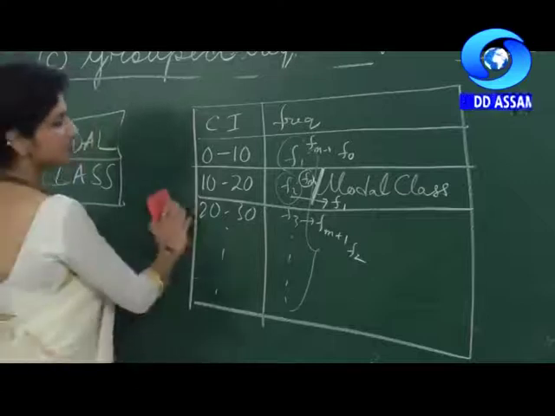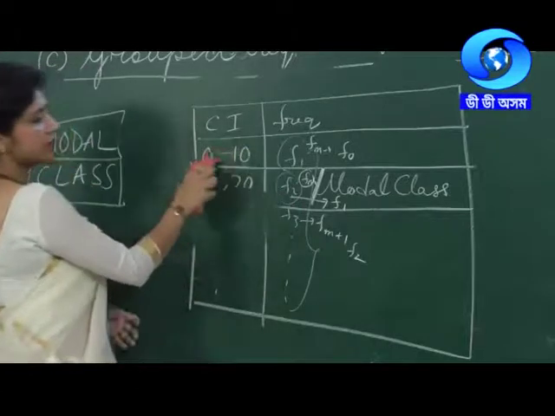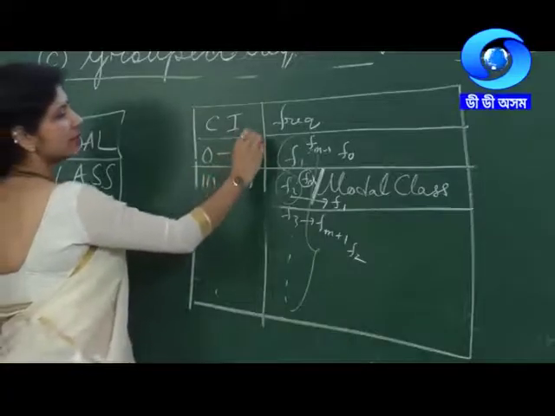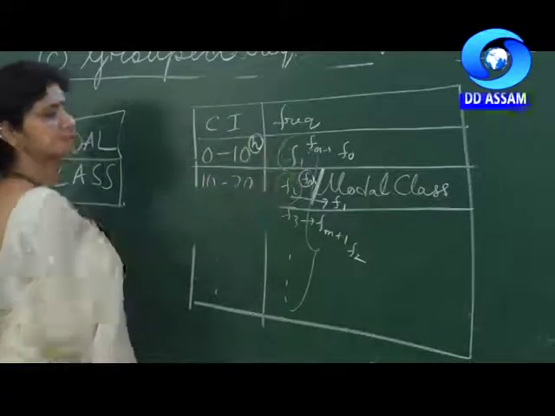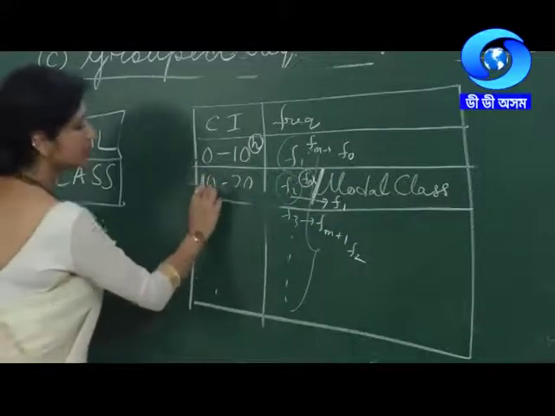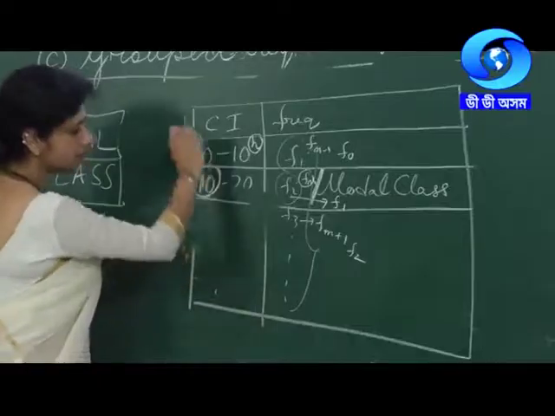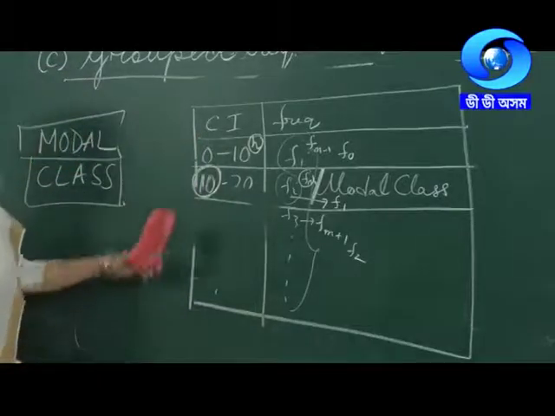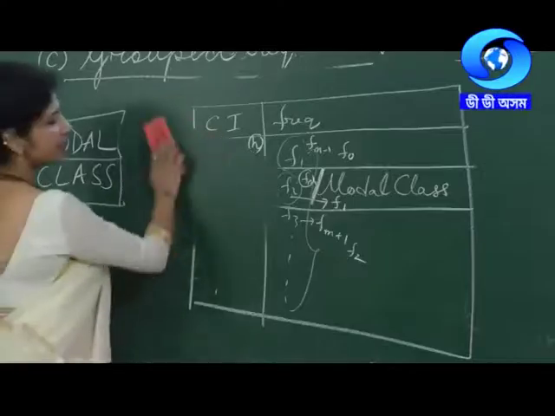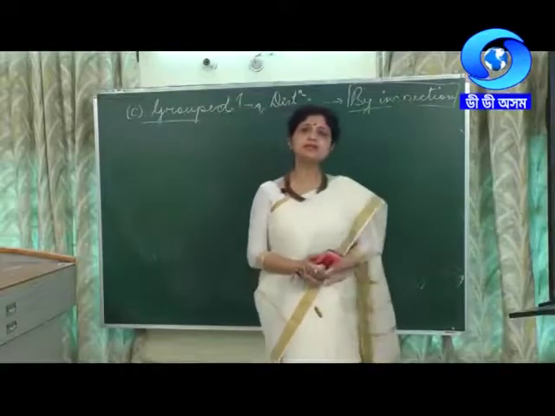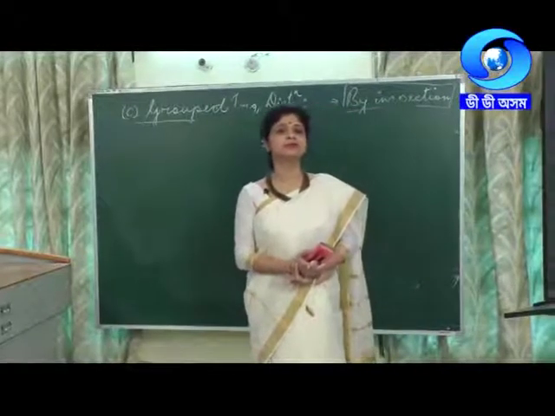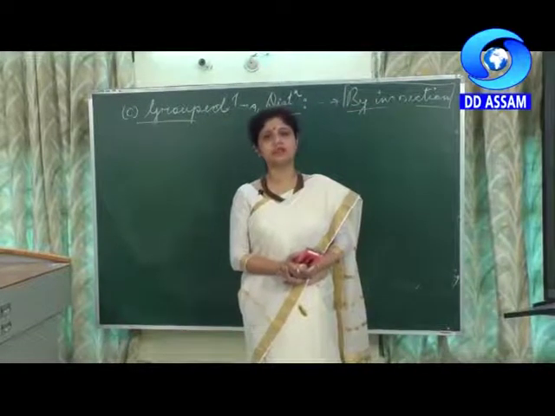In this way, the difference between the upper limit and the lower limit will give us the width h. And what will be L? If this is the modal class, then L will be 10. So the lower limit of the modal class is L. Again, just like median, you know that mode is also a positional measure.